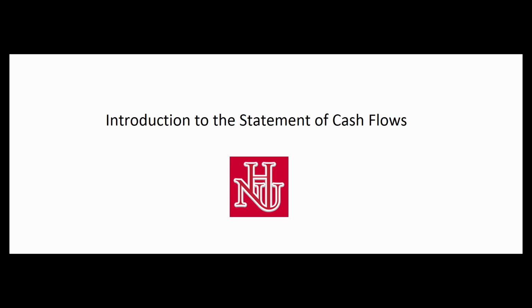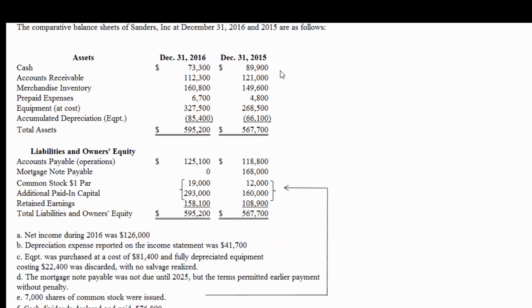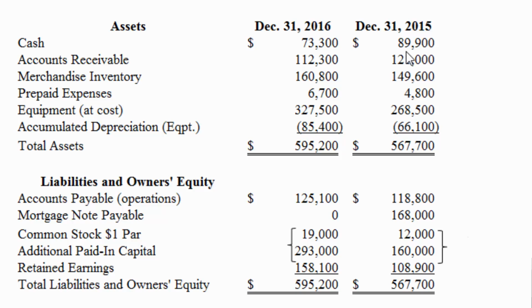The fourth financial statement we prepare in financial accounting is called the Statement of Cash Flows. It explains to the world what happened to our cash balance over the course of the year. Let's use this example of Sanders Inc. Here's their balance sheet. We can see that over the course of the year, cash went down by $16,600.